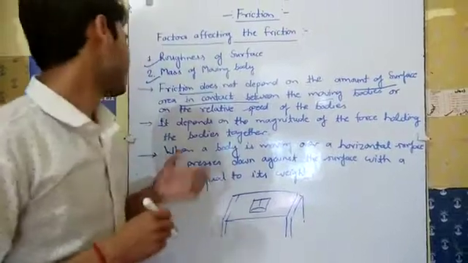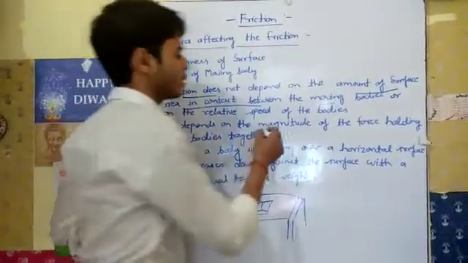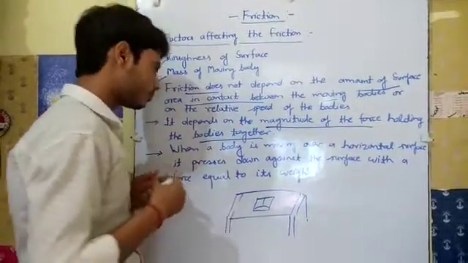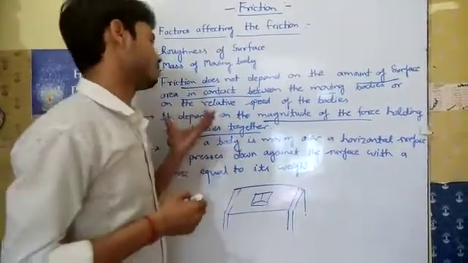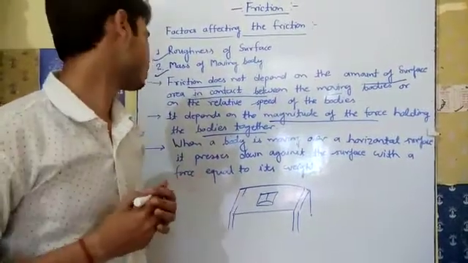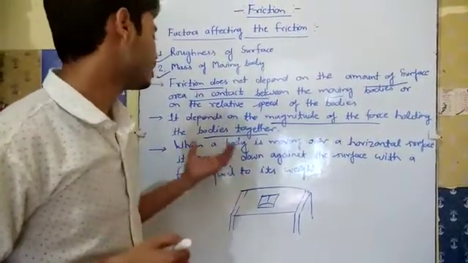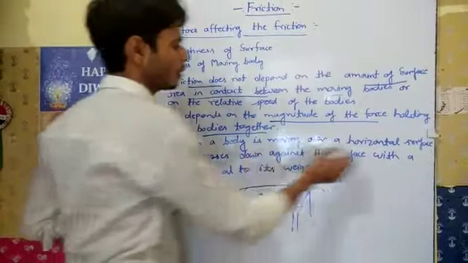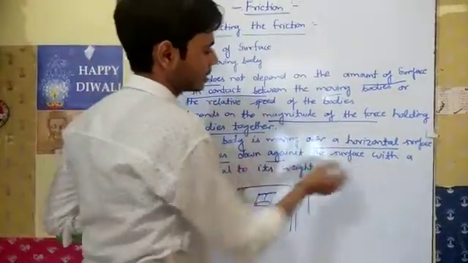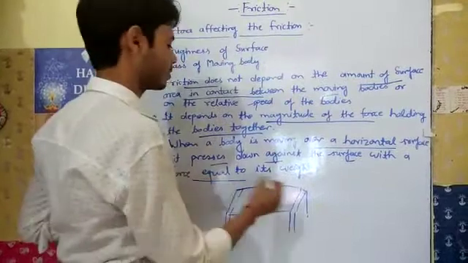Now the next one is that it depends on the magnitude of the force holding the bodies together. That means if the magnitude of the force is more, then the friction becomes more. And now the next one is, when a body is moving over a horizontal surface, it presses down against the surface with a force equal to its weight.